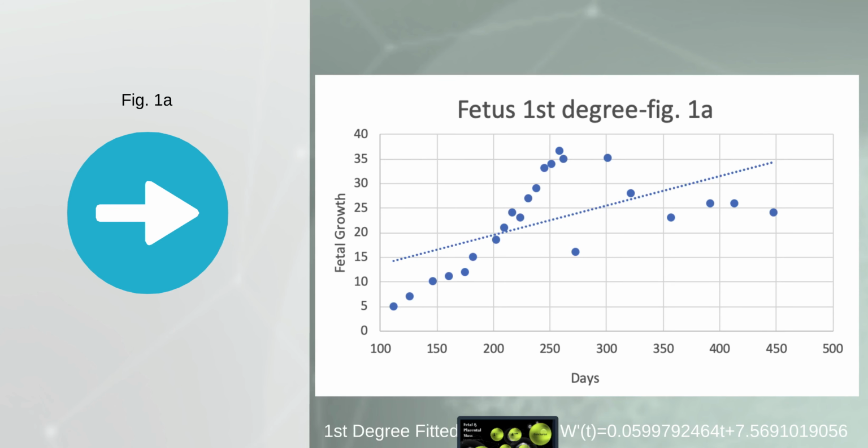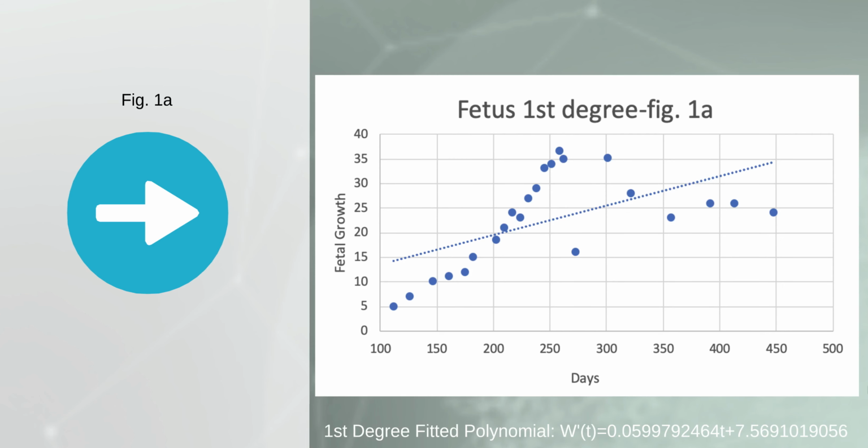So for fetus 1 degree figure 1a, after we acquired the particular points for this, we made the graph, and our polynomial is W prime of t equals 0.059979246 plus 7.56910190056. So we used 10 digits, which were expected of us as we made the calculations.